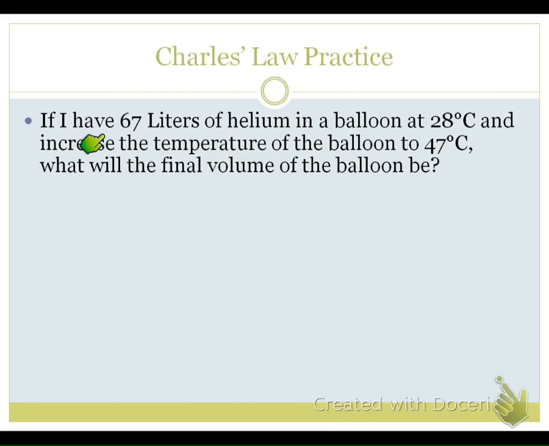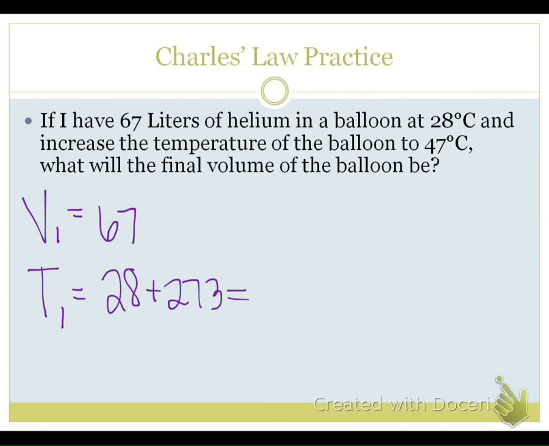All right, so our 67 liters tells us what variable? Yep, V1, volume 1. This 28 degrees Celsius is going to be our initial temperature or our final temperature? Or T1 or T2? T1. So can we keep it in Celsius? No. So we need to take 28 plus 273, which will give us, I think, 301. And is it degrees Kelvin or just Kelvin? Just Kelvin. No degrees sign for Kelvin.